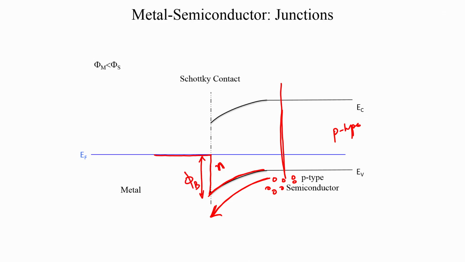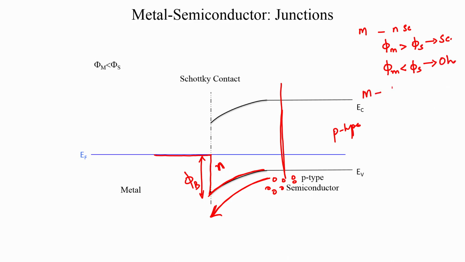Just to summarize, we considered 4 kinds of contacts. We took a metal with an n-type semiconductor, and we considered the case of phi m greater than phi s and phi m less than phi s. In the case of phi m greater than phi s, we found that we ended up with a Schottky contact or a rectifying contact. In the case of phi m less than phi s, the metal gave electrons to the semiconductor and we ended up with an ohmic contact.